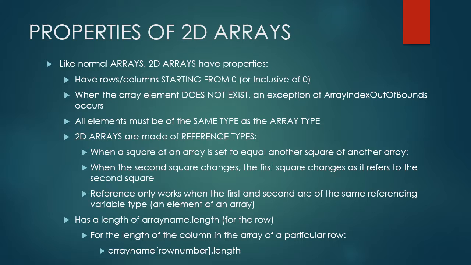Also, 2D arrays have a row length of array name dot length, which is not inclusive of 0, and has a column length at a row of array name square bracket row square bracket dot length, also not inclusive of 0.